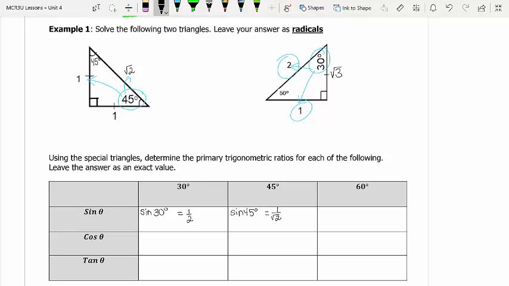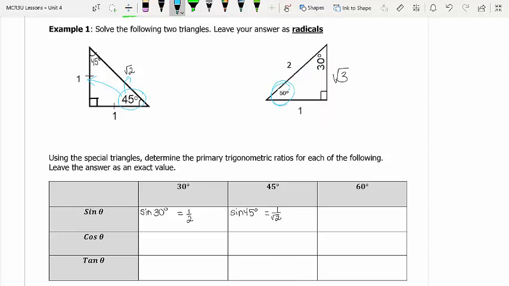So again, on a test, if I say evaluate sine 45, don't plug that into your calculator. You know from these special triangles that sine of 45 degrees is equal to 1 over root 2. And we're going to leave it like that as a radical. We're not going to have decimals because these are exact values. Okay, let's figure out sine 60.